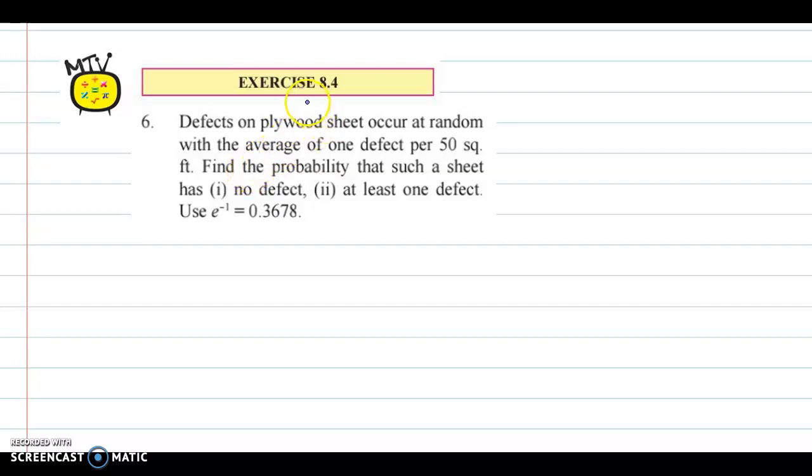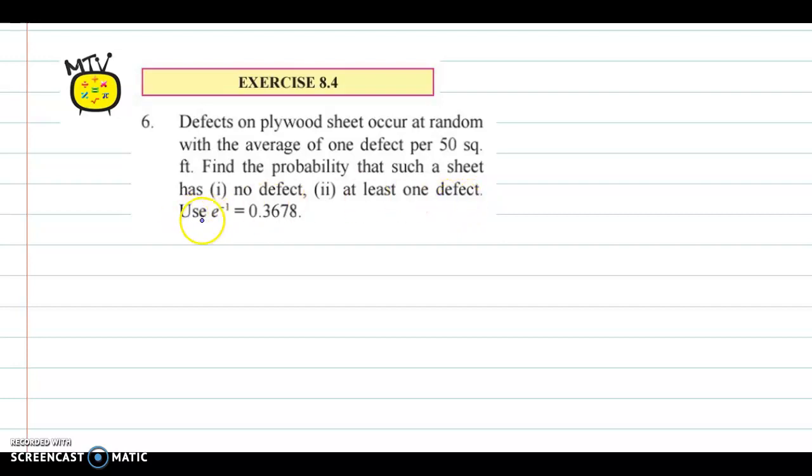Hello and welcome back. We now discuss question number 6 from exercise 8.4. The question says defects on plywood sheet occur at random with an average of one defect per 50 square feet. So the average number of defects is 1, right? Find the probability that such a sheet has no defect, at least one defect.